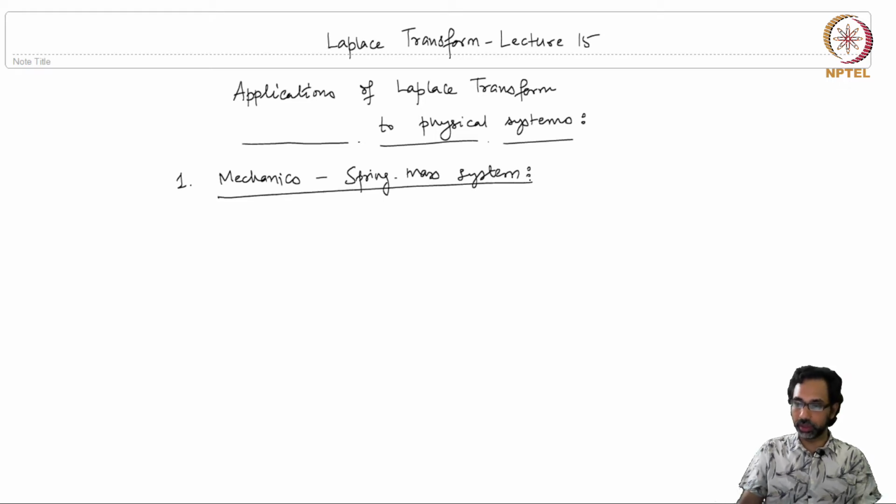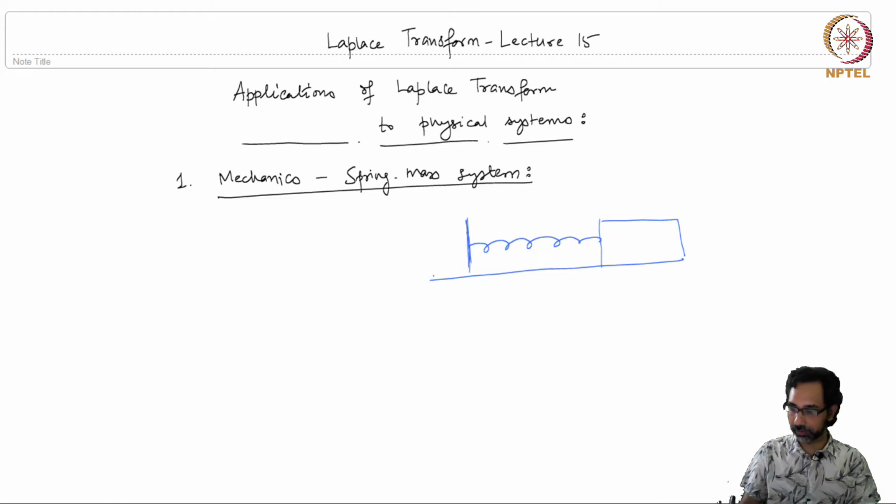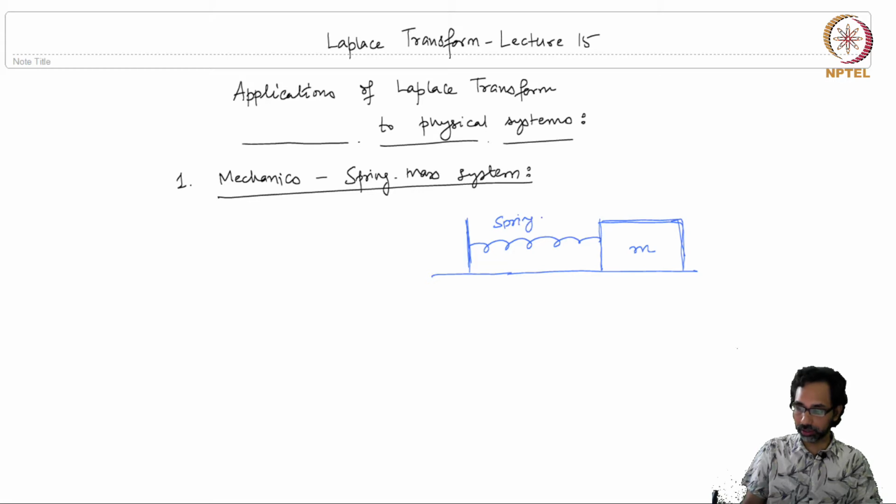So here you have a mass attached to a spring. So this is a spring and you have a mass attached at the end. You have a body of mass m attached at rest position, and this spring has spring constant k.